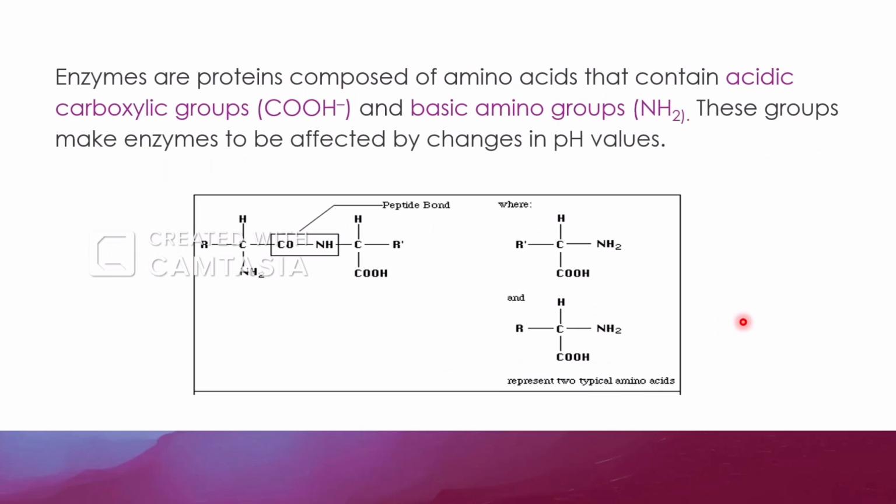First of all, what we also have to notice is that enzymes are basically proteins composed of amino acids that contain acidic carboxylic groups and basic amino groups. The presence of these groups makes enzymes affected by changes in pH values. As we can see, this is an example of a protein with the carboxylic groups and the amine groups, and this is the peptide bond.